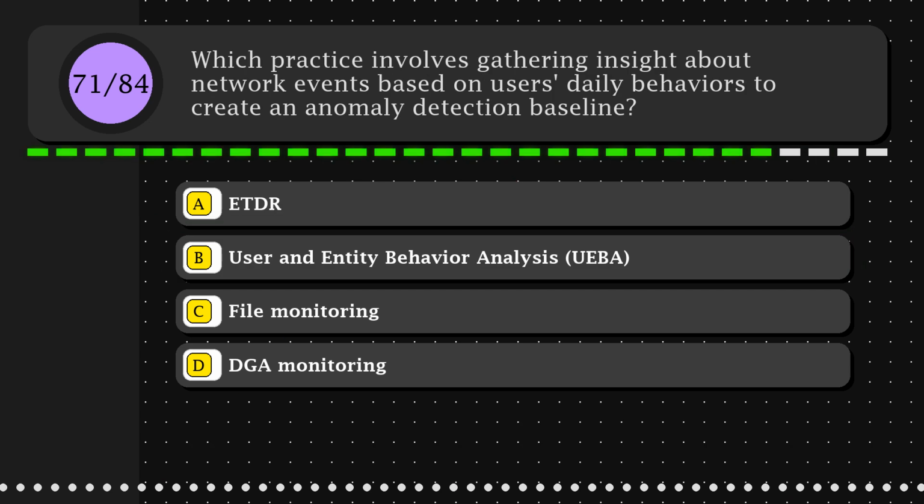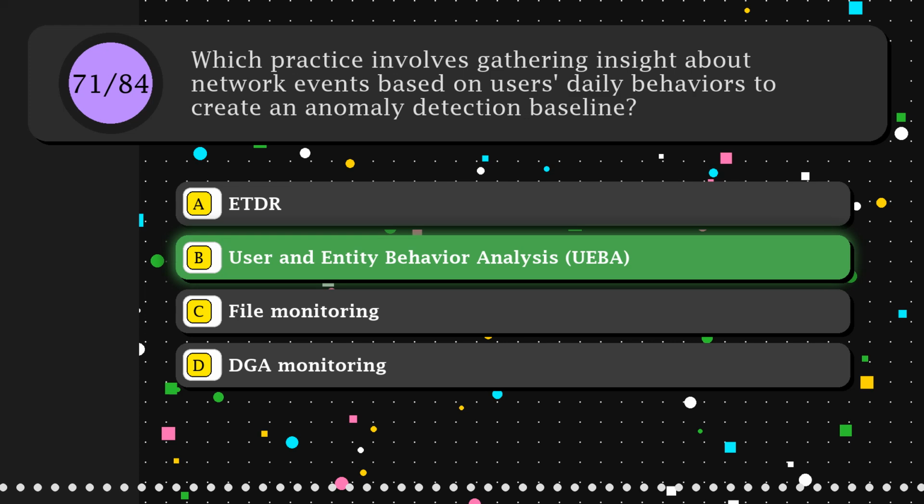Which practice involves gathering insight about network events based on users' daily behaviors to create an anomaly detection baseline? Option A, ETDR. Option B, User and Entity Behavior Analysis, UEBA. Option C, File Monitoring. Option D, DGA Monitoring.